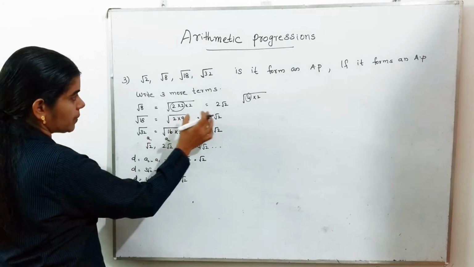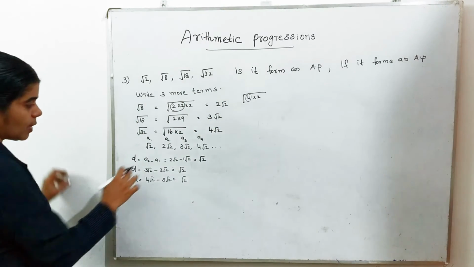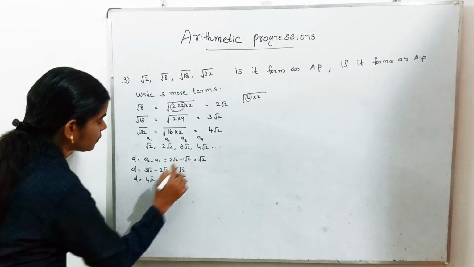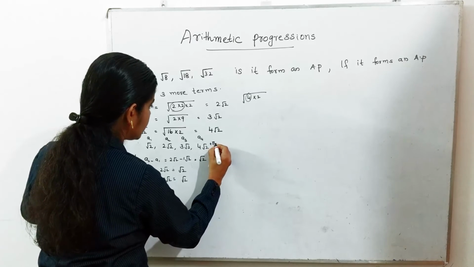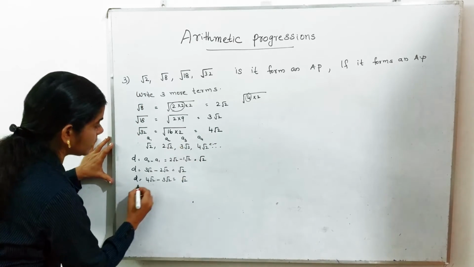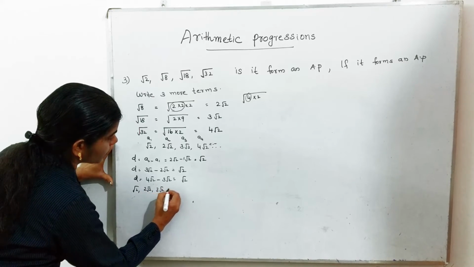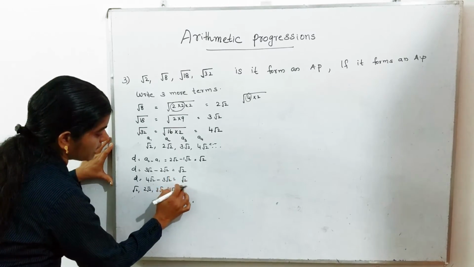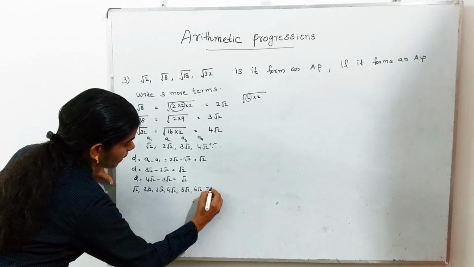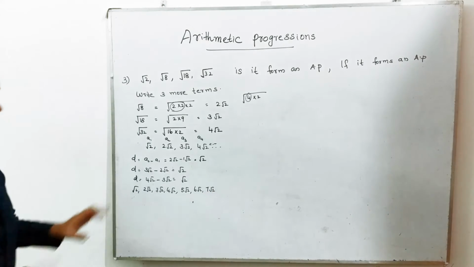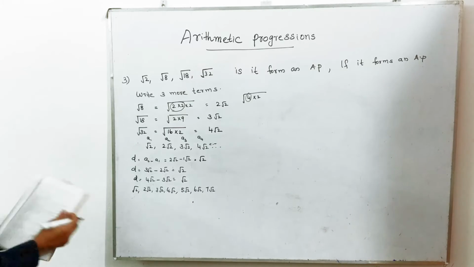Then if it forms an AP, you want to write three more terms. Then our AP is this way. Then what will be next? 4 root 2 plus root 2, that will be 5 root 2. Next three terms. Our AP will be root 2, 2 root 2, 3 root 2, 4 root 2. Next, plus root 2 means that will be 5 root 2. Next will be 6 root 2 and 7 root 2. This will be the next three terms of the AP. I will show one more question.